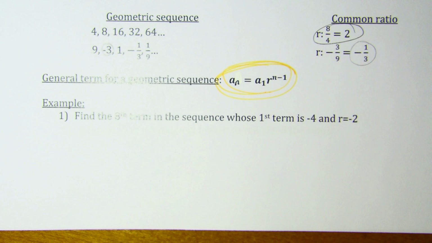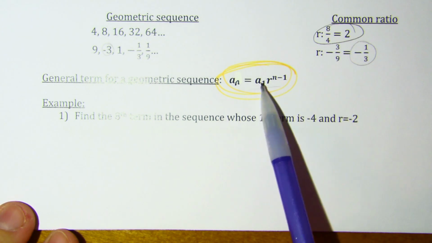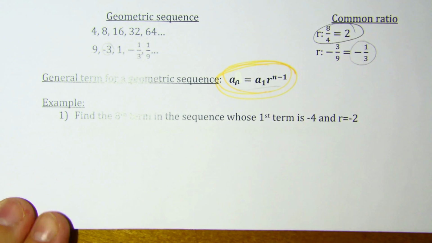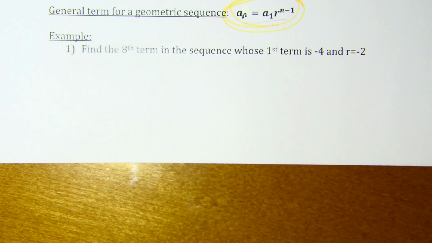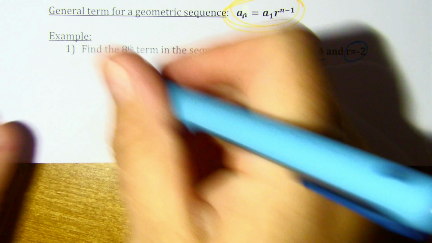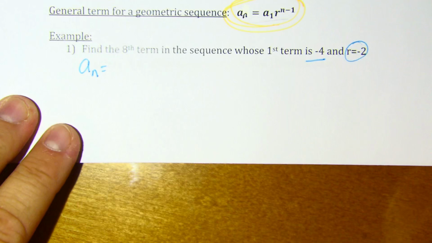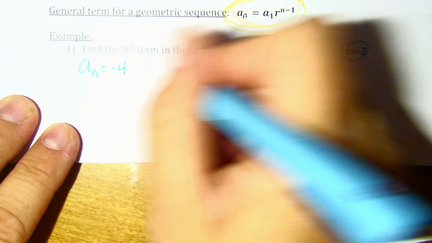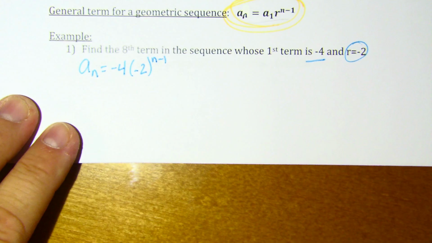And you can find the general term of a geometric sequence by using this formula here, a1 times your common ratio to the power of n minus 1. So in this example, again, it's asking us to find the 8th term in the sequence, whose first term is negative 4, and common ratio is negative 2. So I could find the general form, a sub n. The first term is negative 4. My common ratio is negative 2 to the n minus 1 power. That's that formula right there.